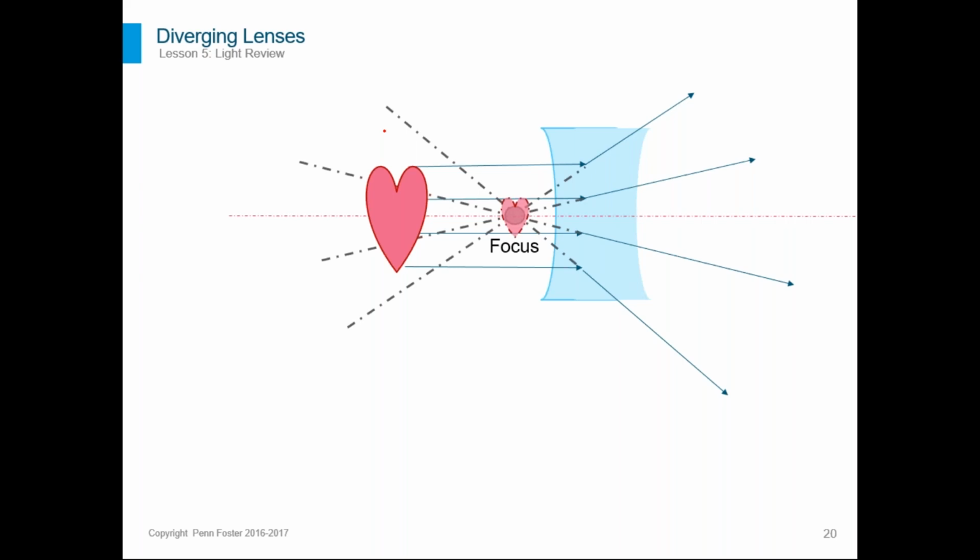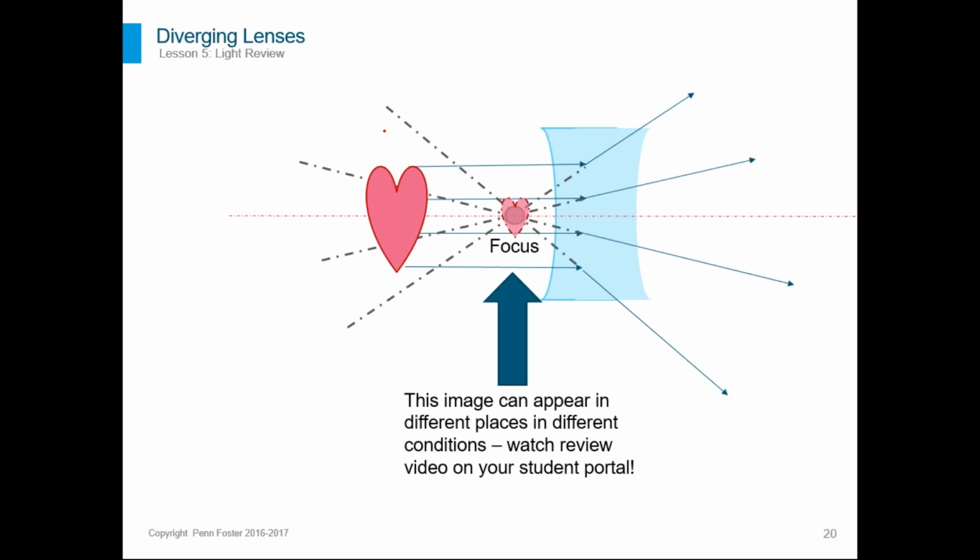Okay, so if you have an image forming there, it's a virtual image. There's not actually light rays crossing there to make that image, but that's what your brain interprets it as being right there. So you get that virtual image. And this image can appear in different places in different conditions. We don't have time to go over all of it because we've already made a video about it on your student portal, talking about, if the object is this far away from the lens, where will the image show up? So you need to pay attention to that. You need to go watch that video and then go from there.